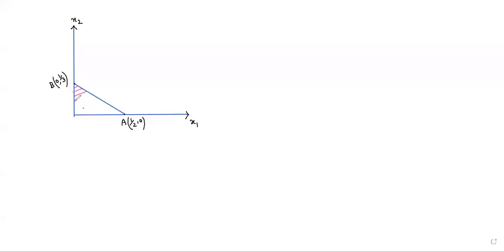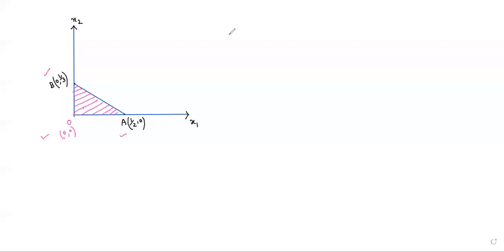I'm through with. Okay. So this is the region of the third problem. And this particular bounded region is called a convex polyhedron. This feasible region has three corner points. One corner point is this, one corner point is this, and one corner point is this.